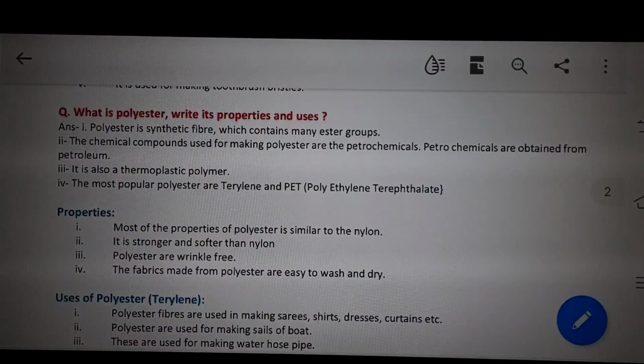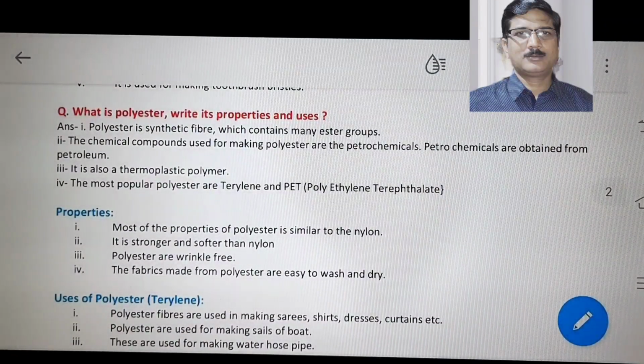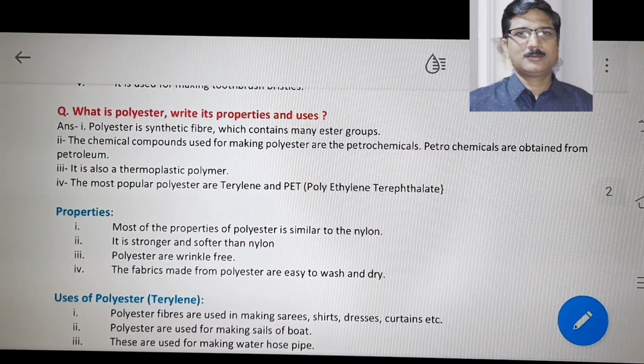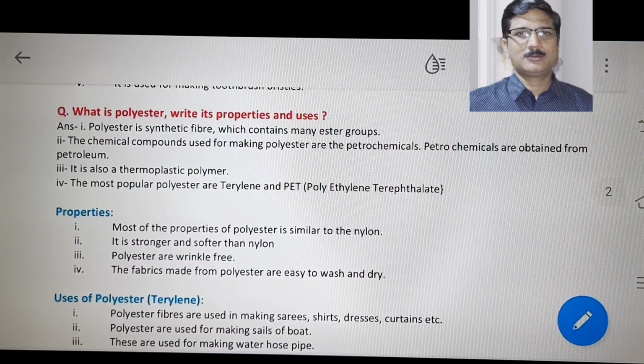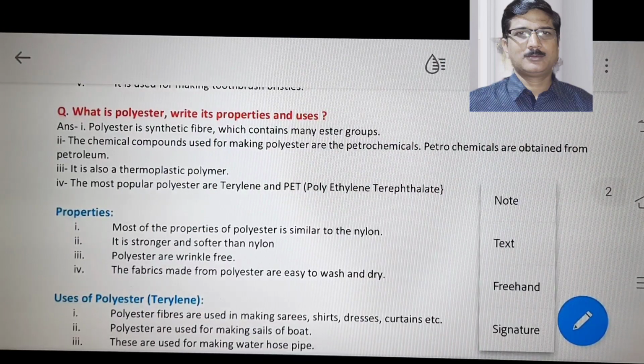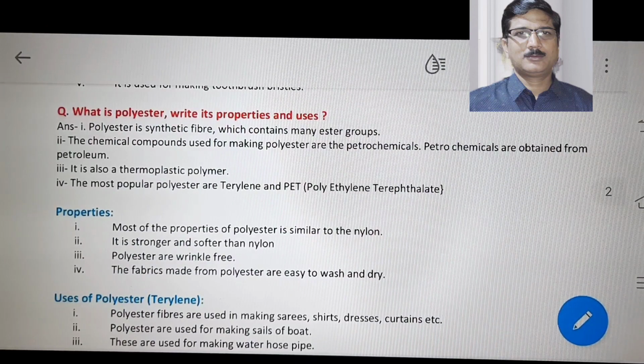Now students, what is polyester? The name polyester says that it is a polymer of ester. So we'll go to the screen for detail. What is polyester? Polyester is a synthetic fiber which is formed by the polymerization of ester groups. That means polyester is a polymer which is formed by the combination of many ester groups in a process of polymerization.